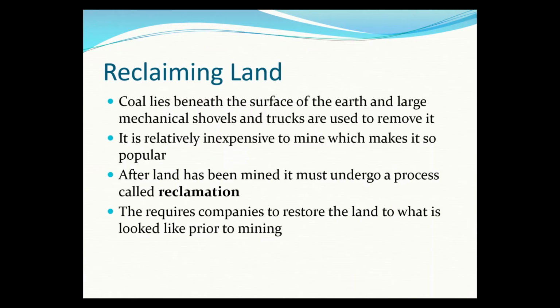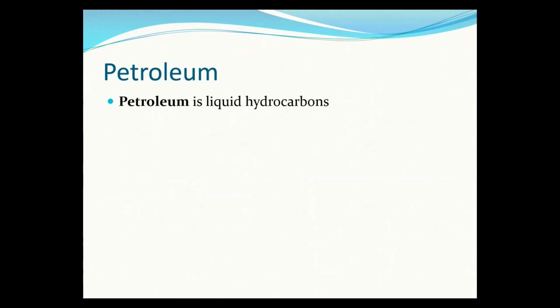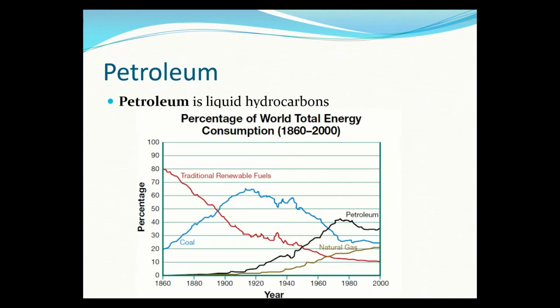Okay, so that was coal, one type of energy source, and the video talked about how coal was made. The other type is petroleum. Petroleum is liquid hydrocarbons. And you can see as coal went down, petroleum went up, and natural gas went up to replace them.